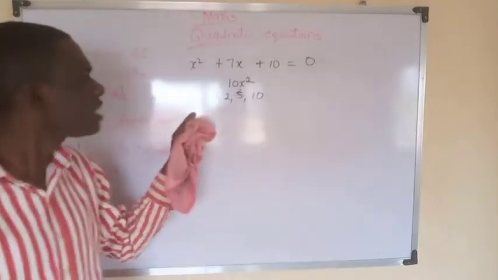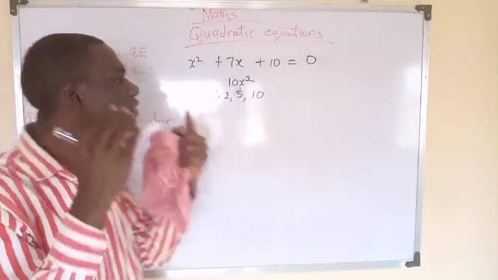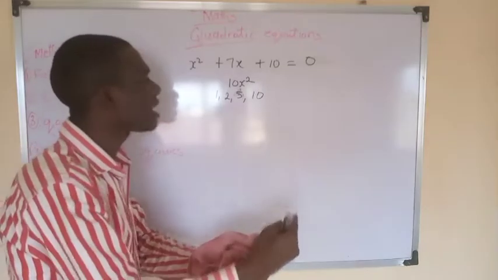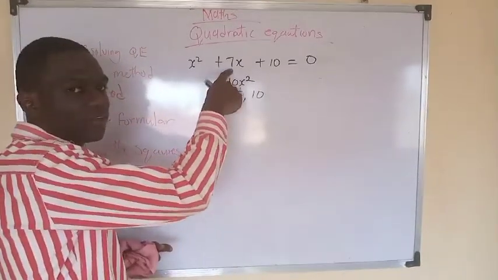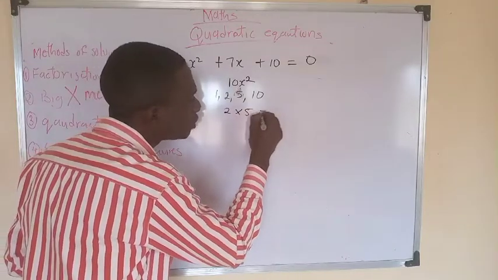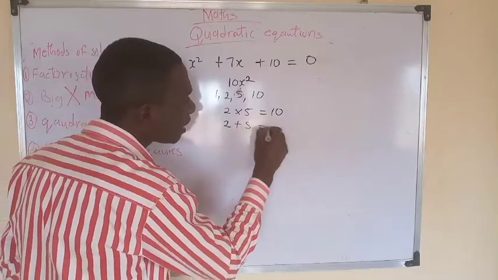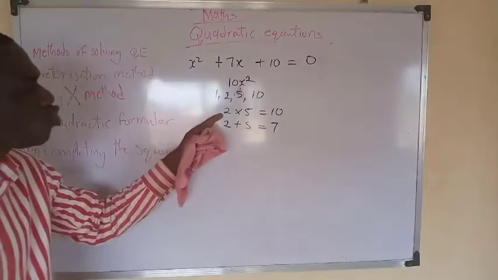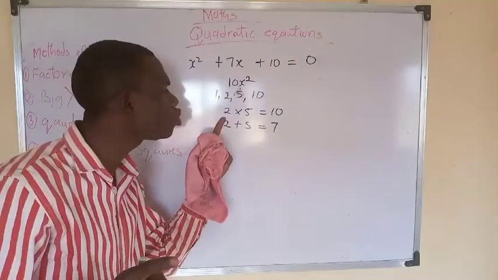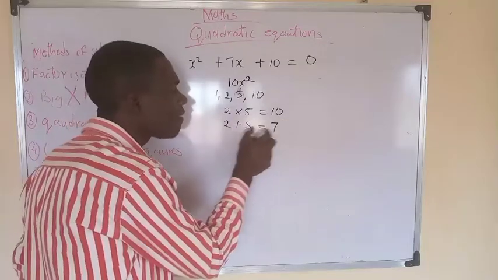Alright, so now in these factors of 10, you have to look for two factors that when you multiply them, your result will be 10. And when you add or subtract them, your result will be what? 7. Alright, in this case, we have 2 times 5, which is equal to what? 10. And if I say 2 plus what? 5, I'll get what? 7. So now these 2 and 5 have met the two conditions. So I'm going to do what? Use 2 and 5 because 2 times 5 will give me 10 and 2 plus 5 will give me 7.